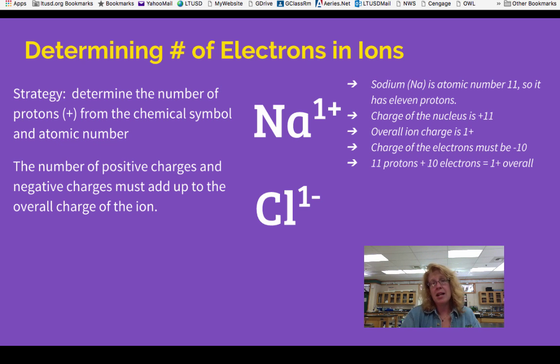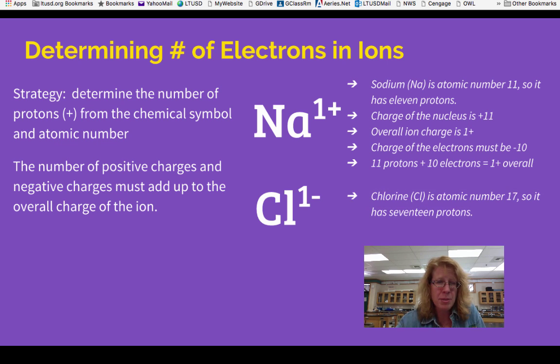In a sodium atom, it would have 11 protons and 11 electrons, but in a sodium ion with a 1+ charge, it has 11 protons, but only 10 electrons. It's gotten rid of 1. Okay, your turn. Think your way through chlorine. We'll do some more examples here in a second.